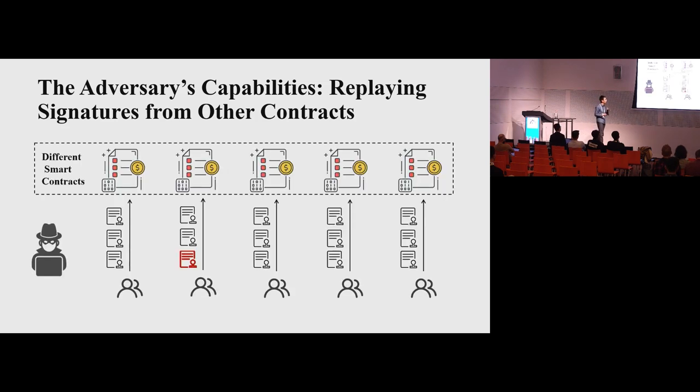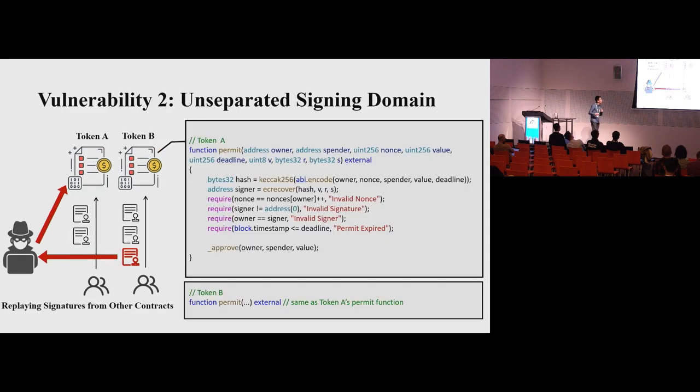The second adversary capability is replaying signatures from other contracts. This is a little weird, but given that many smart contracts are clones on Ethereum, the attacker may retrieve the signature for other contracts and replay it to the victim contract. And again, if something goes wrong in the victim contract, it will also consider the signature as valid and do some unexpected operations.